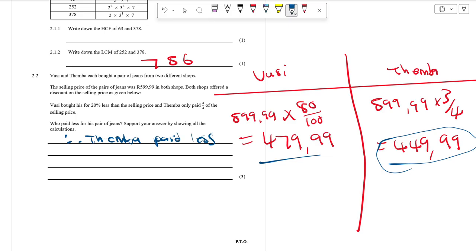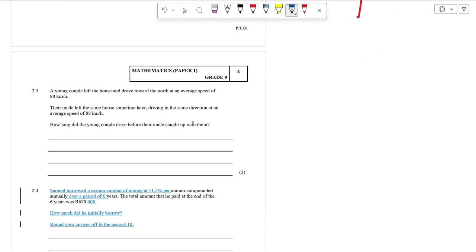Okay, let's continue. They say a young couple left the house and drove towards the north at an average speed of 80 kilometers per hour. Their uncle left the same house sometime later, driving in the same direction at an average speed of 88 kilometers per hour. How long did the couple drive before their uncle caught up with them?